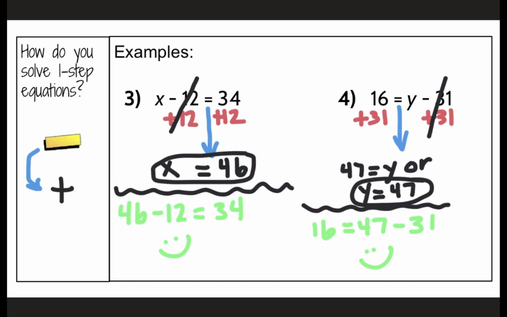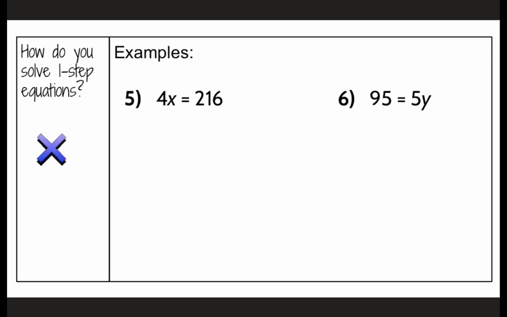Let's look at example 5 and 6. Can you infer right now what type of equations they're going to be? Pause the video and write down example 5 and 6 in your notes. How do I solve one-step equations? This time, our equations are taking terms and multiplying them together.